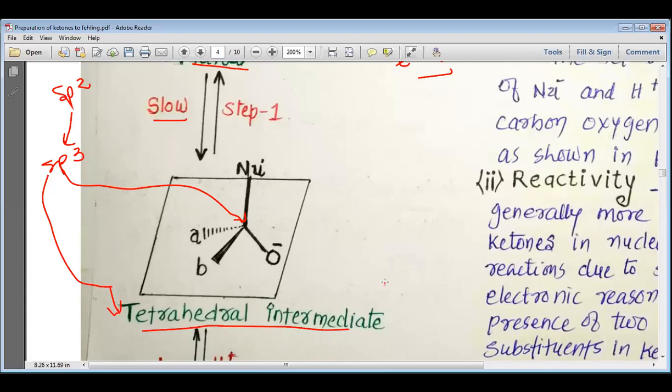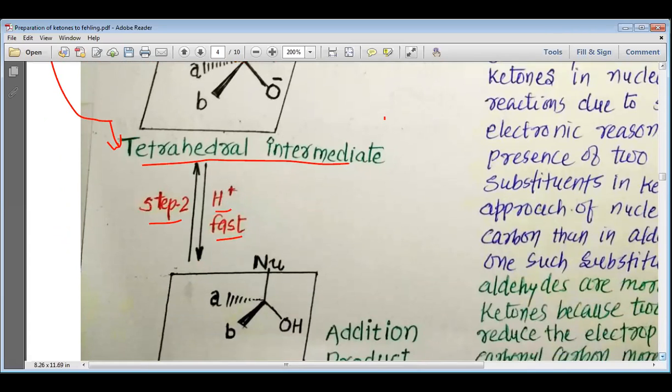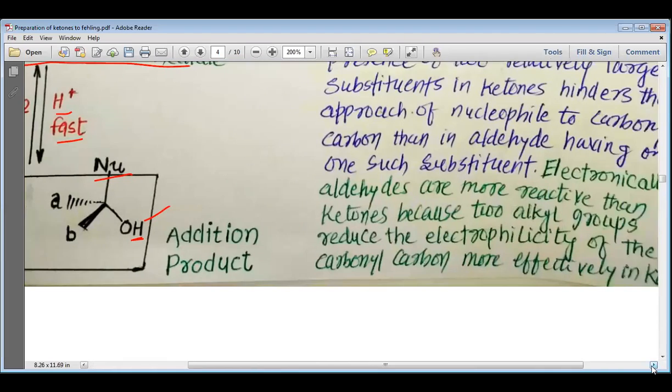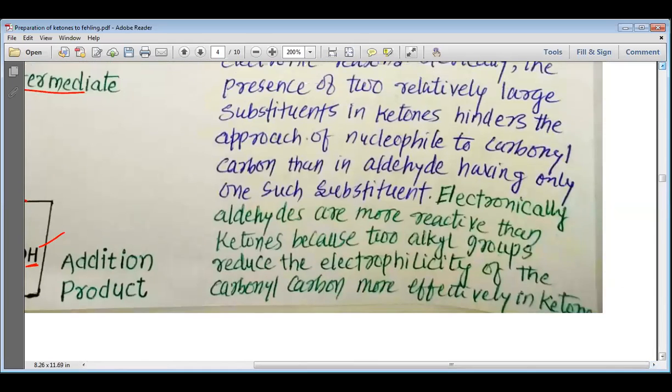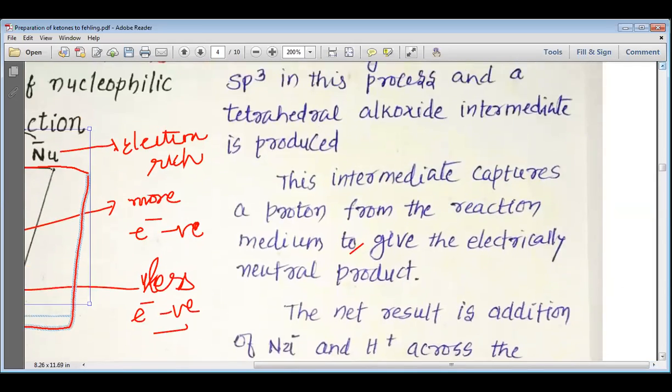Now, my dear students, as the tetrahedral shape is there, the oxygen still has a negative charge. So, in a fast second step, H plus combines with oxygen and gives us the final addition product, which contains carbon bonded to the nucleophile and the oxygen bonded to the hydrogen, giving us the hydroxyl group. This is how we understand the mechanism of the nucleophilic addition reaction in carbonyl compounds, especially the aldehydes and ketones I am talking about.